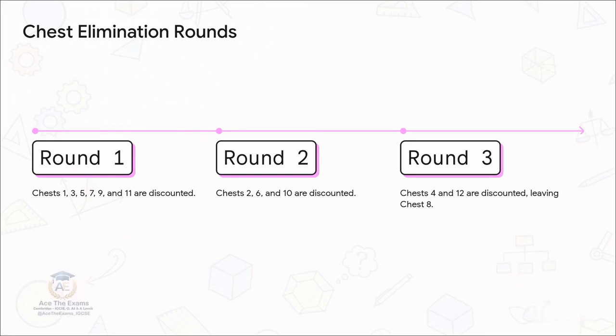Imagine a game with 12 chests, and we're eliminating them round by round. In round 1, the odd-numbered chests are discounted. 1, 3, 5, 7, 9, and 11 are gone. In round 2, we continue the alternating pattern with the remaining chests, discounting 2, 6, and 10. By round 3, chests 4 and 12 are removed. Following this strict sequence of elimination, the sole survivor, the winning chest, is chest 8.